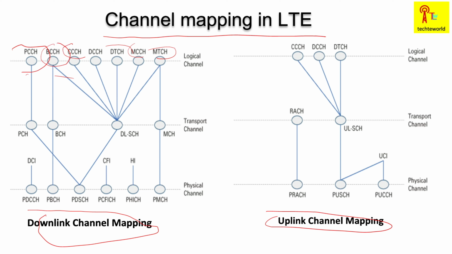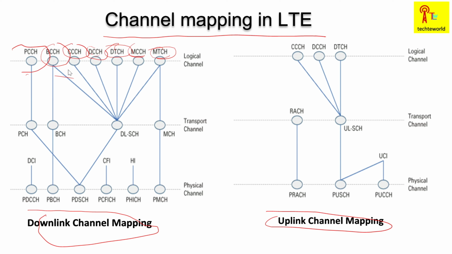CCCH is the common control channel, right? And we also have the dedicated channels, which are split into two: one is the dedicated control channel, DCCH, and the other is the dedicated traffic channel, DTCH, right? And then we have the multicast control channel and the multicast traffic channel also.